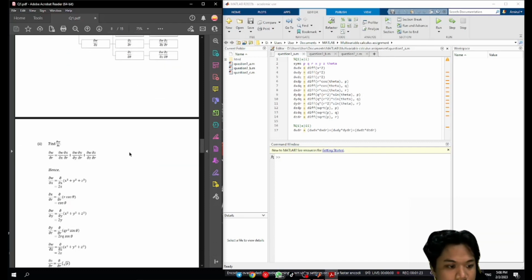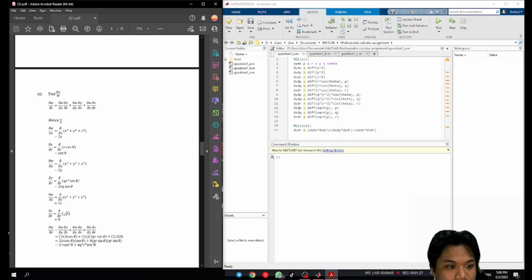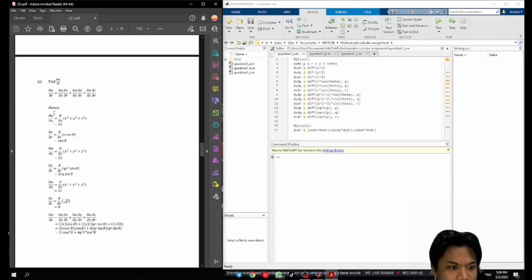Okay, next. Find dw over dr. So dw over dr equals dw/dx times dx/dr, plus dw/dy times dy/dr, plus dw/dz times dz/dr. And this is all the calculation. This one is straightforward.